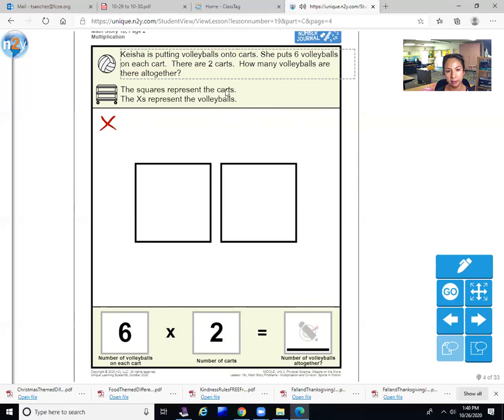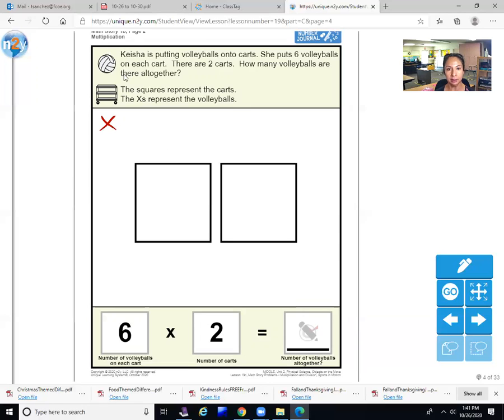Okay, so we are counting volleyballs. How many volleyballs altogether? The squares represent the carts. The X's represent the volleyballs. Okay, so these are carts. This is a cart right here. This is a picture of a cart. So the squares represent the carts, and there are how many carts? 1, 2. 2 carts.